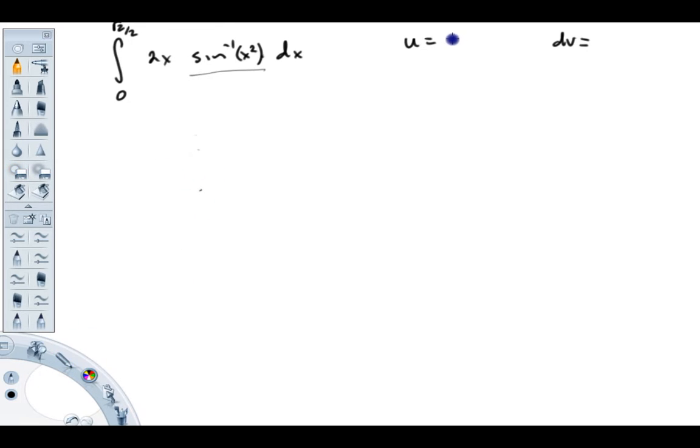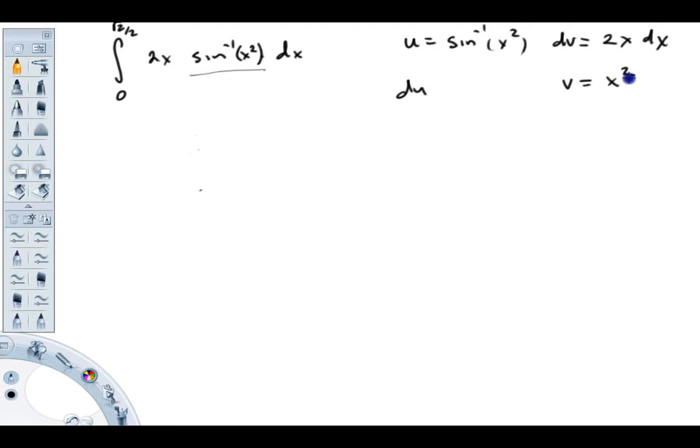All right, so our u is inverse sine of x squared. Whatever's left is your dv. That's going to be 2x dx. Then we're going to calculate du and v. I'm going to do the v first because it's the easiest. Antiderivative of 2x dx is x squared.